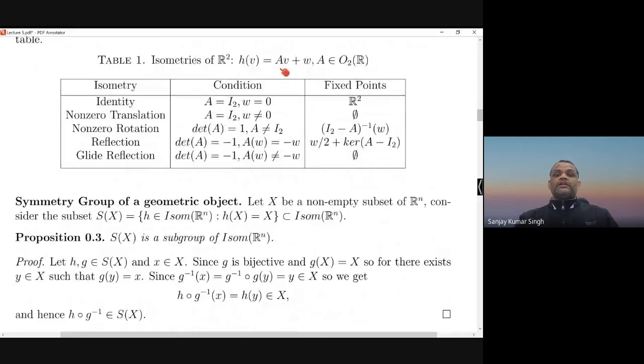I know any isometry is of this form, and depending on the values of A and W, we get all these possible isometries of R. So it is identity when A is equal to the identity matrix and W is equal to 0. It is a non-zero translation when A is equal to the identity matrix and W is not 0. It is a non-zero rotation when the determinant of A is equal to 1 and A is not the identity matrix. And it is a reflection if the determinant is -1, and a glide reflection if the determinant is -1 and W is not 0.